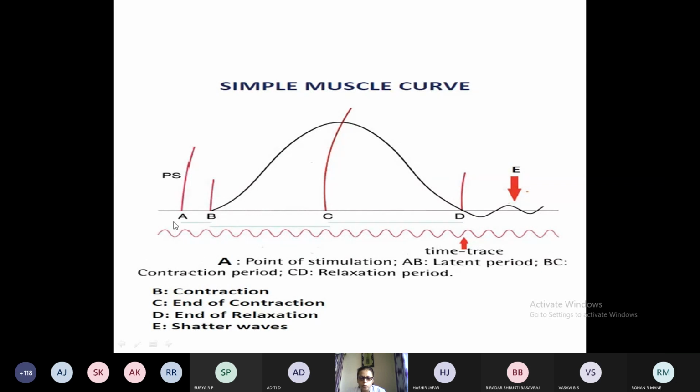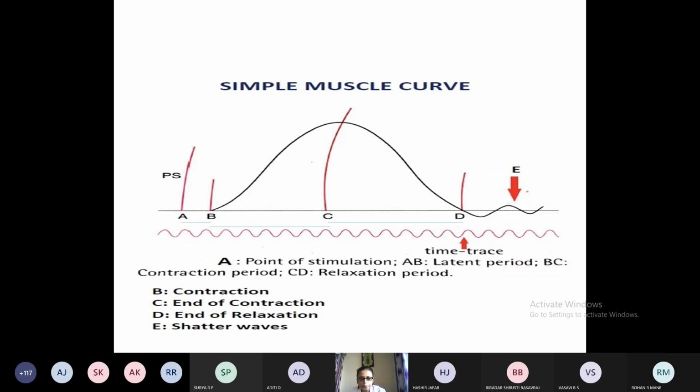So have you understood? One is conduction of the impulse from nerve to muscle. Second is neuromuscular transmission. Third is excitation contraction coupling. Fourth is the stretching of the elastic elements present in the tendons, and the inertia of the recording lever. So these are some important reasons.